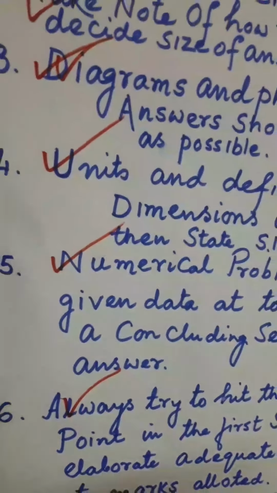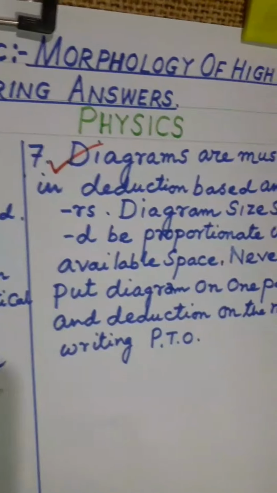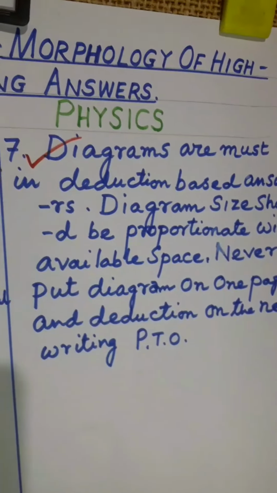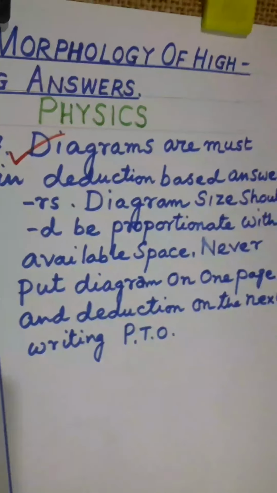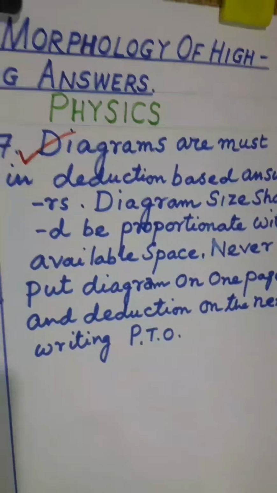We have now come to the end of today's discussion. Number 7 is diagrams. Now this is basically based on common sense. Diagrams are a must for deduction based answers. As it is, you cannot do any deduction unless you refer to some diagram. So diagrams must be drawn in deduction based answers.